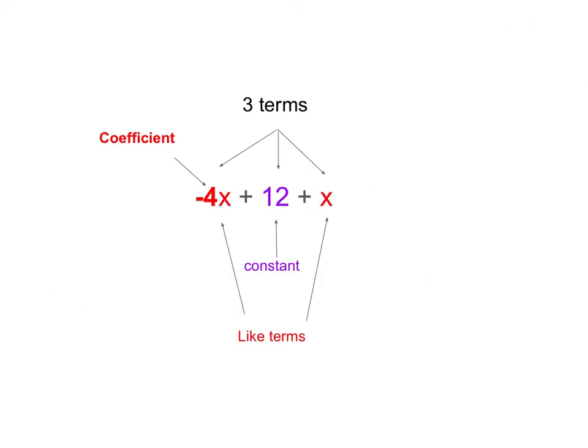So I have shown you with this what the coefficient is. So the coefficient here is negative 4. I've got 3 terms, which are negative 4x, 12, and x. My constant is just the number, which is 12, and then like terms are my x's. If I did have, let's say, plus 4, the 12 and the 4 would also be like terms, but they're not like terms with the x's. Okay?